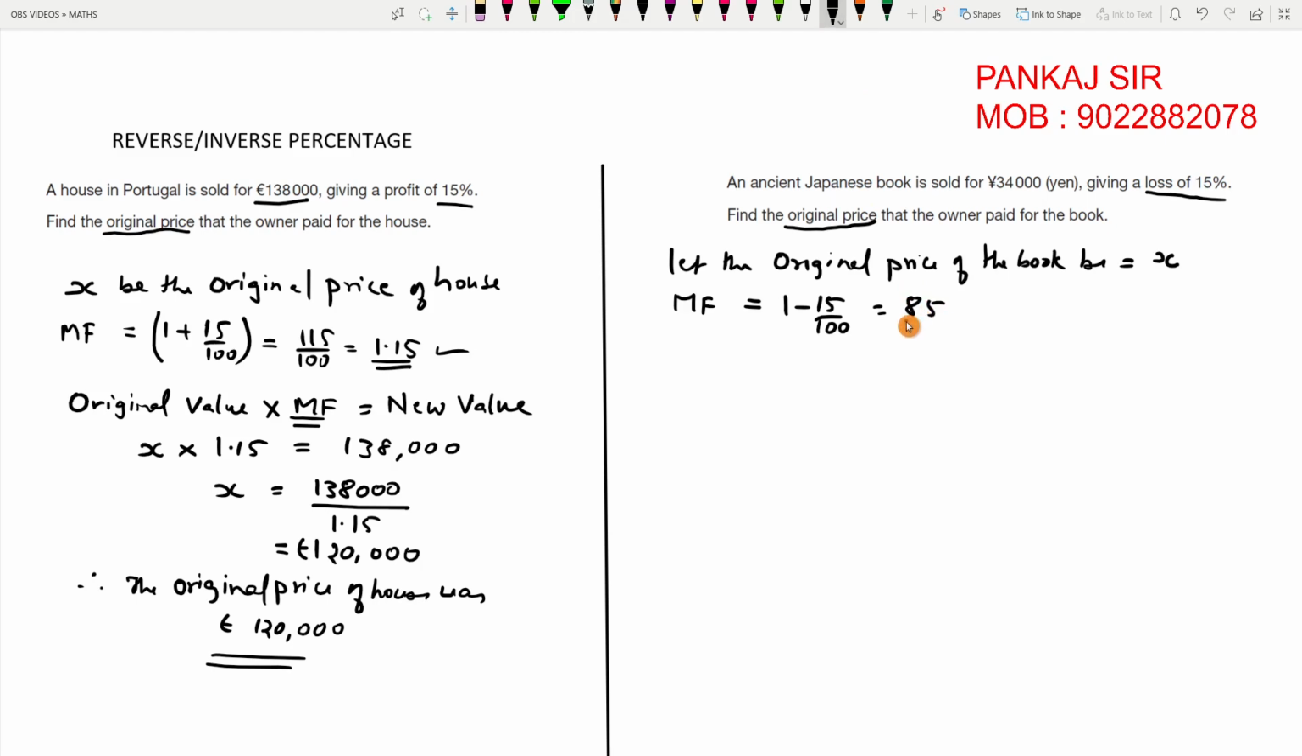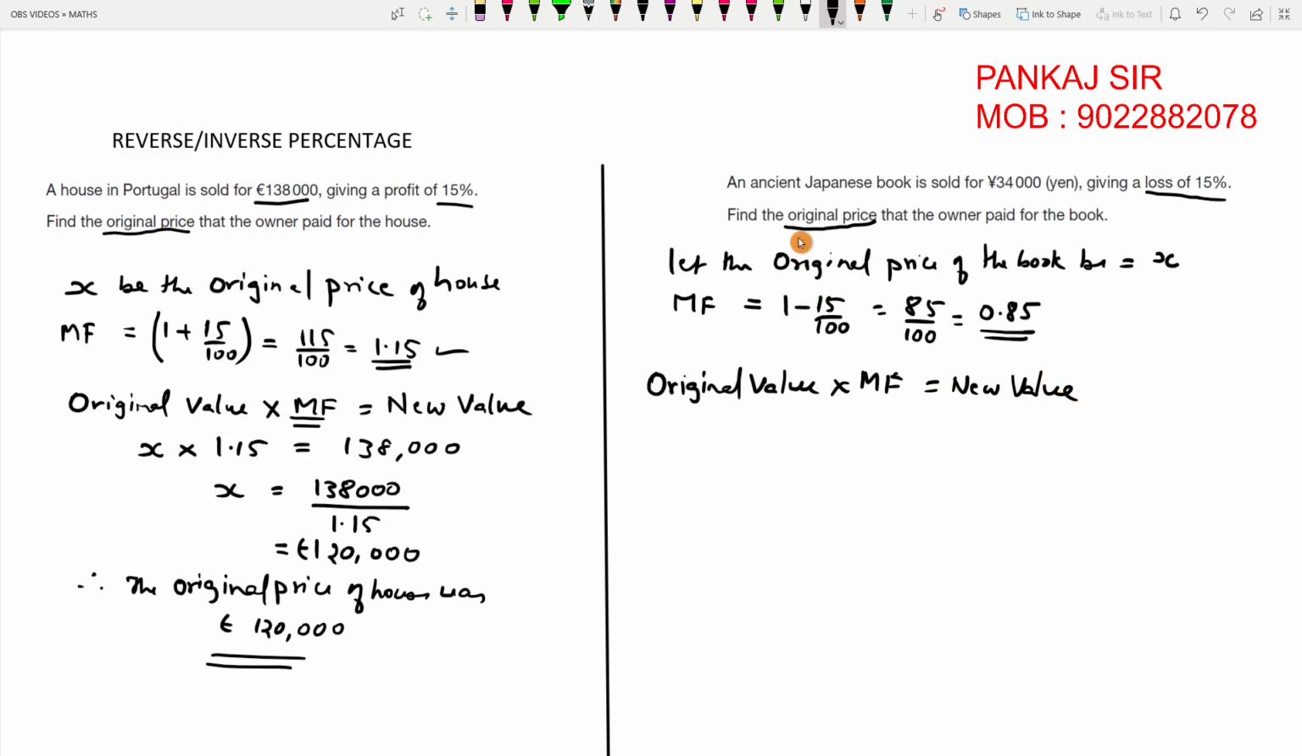85 over 100, which should work out to 0.85. So this is my multiplication factor. Now, as I told you in the previous question, the original value times the multiplication factor will always give you the new value.